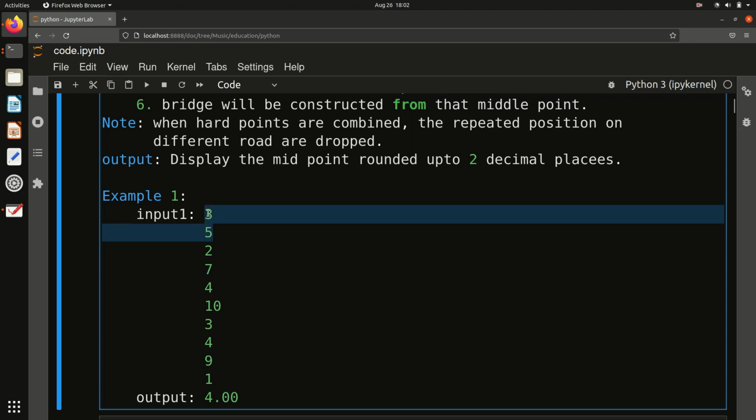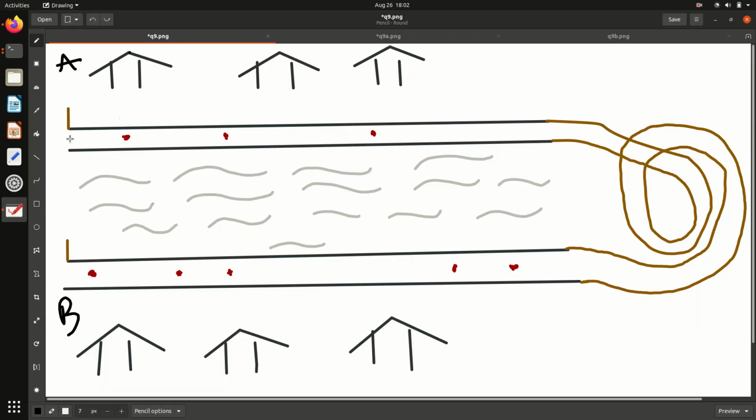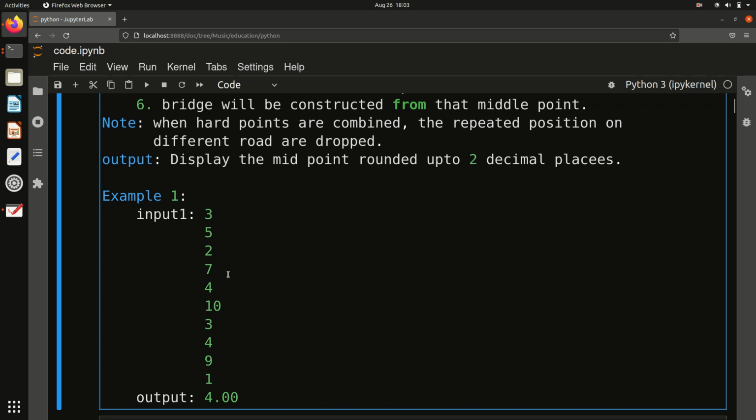After these 2 lines, the first is the number of points on road A and the second is the number of points on road B. After that, these 3 continuous numbers, as the number of points on road A, will be the points. Those points will be 2, 7, 4. These points are just the distance from this initial point. This is 2, up to here it is 4, and up to here it is 7. So 2, 4, 7 will be the points on road A.